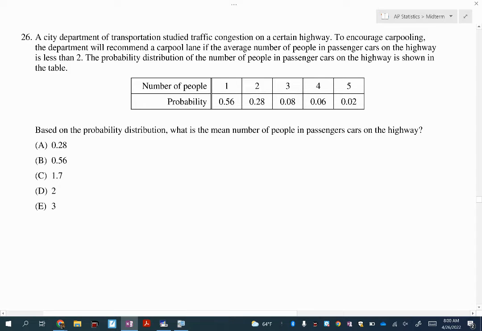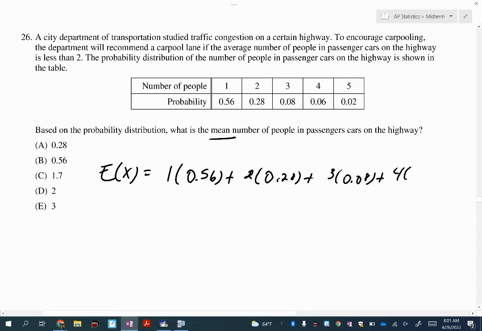All right, 26. I'm really hopeful that some of you got this right and got it right by not guessing. This is looking at a probability distribution. It gives you a table, and it's asking for the mean. Do you remember how we did this? You multiply the numbers. Okay, so the expected value is 1 times 0.56 plus 2 times 0.28 plus 3 times 0.08.